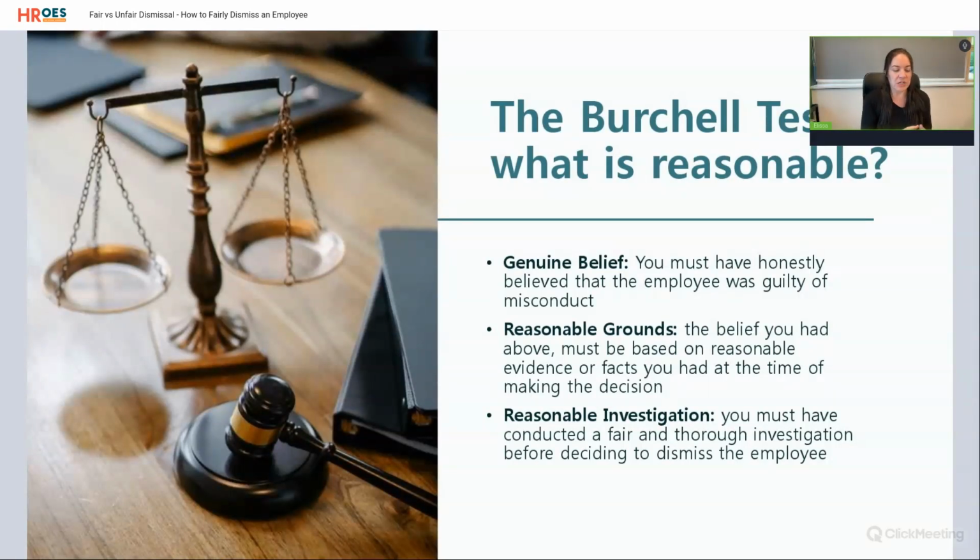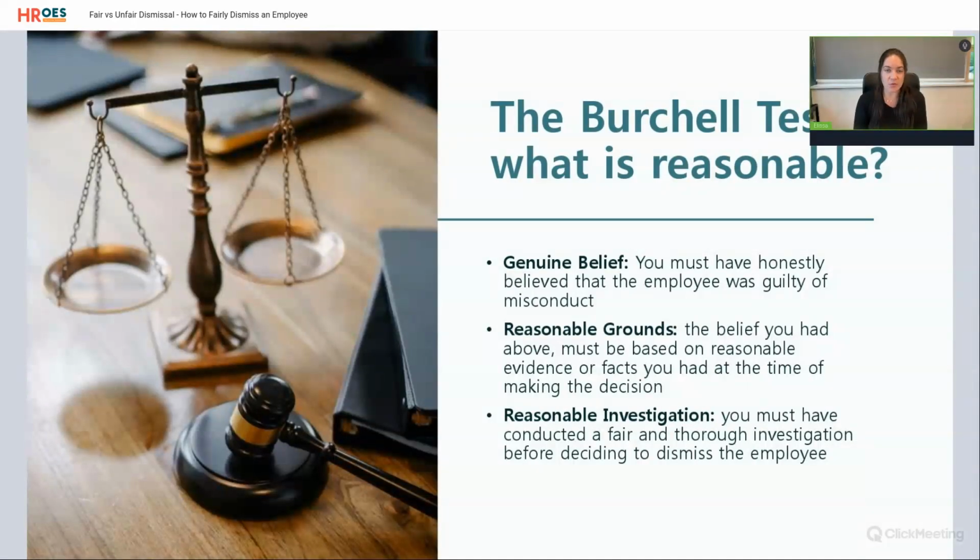So if we've got an employee where actually the evidence is a little bit thin, or we are not entirely convinced that they have done what it is that they have been accused of, then we need to make sure that we're not falling foul of this genuine belief. And where this test then moves on, so we talk about reasonable grounds. So we have to take that belief, and that has to be based on reasonable evidence or the facts that you had at the time you made that decision.